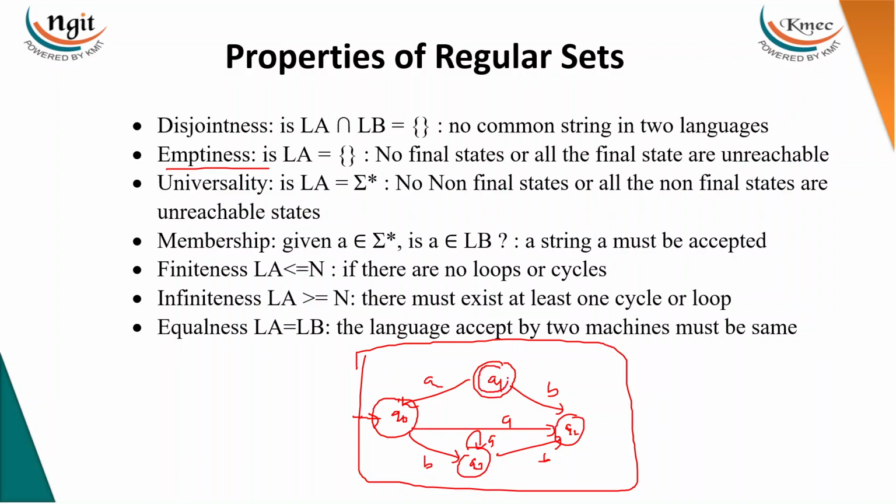Or if you have a final state, but from the starting state you cannot reach it. In that case also, the language accepted by the finite automata is empty. We can tell it. So emptiness is decidable.